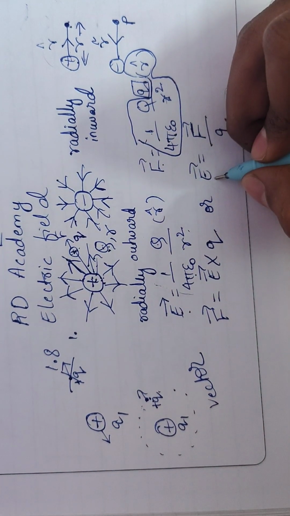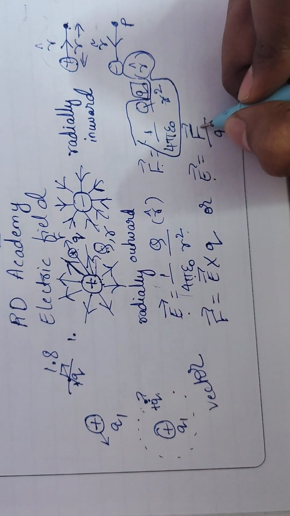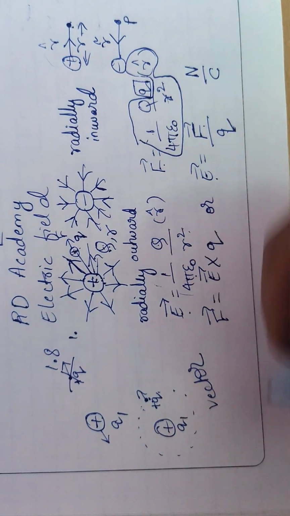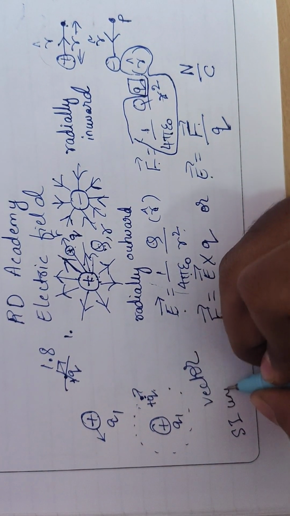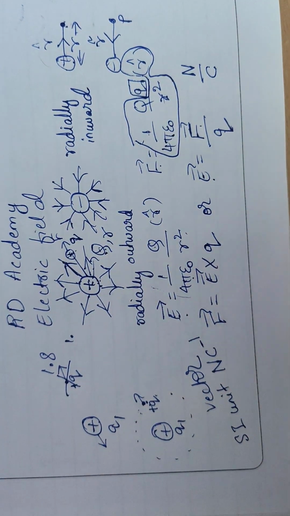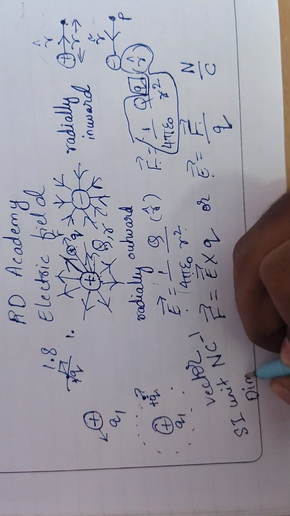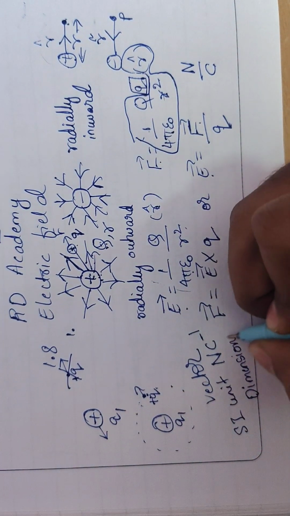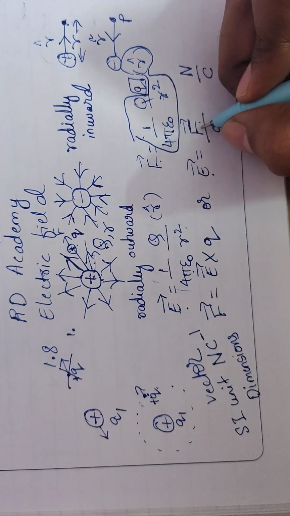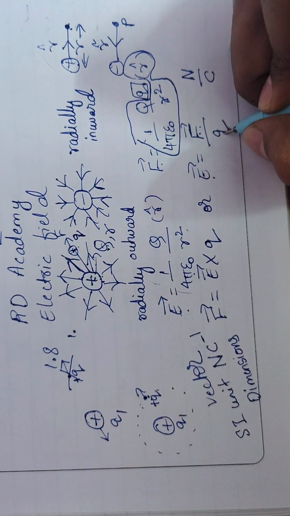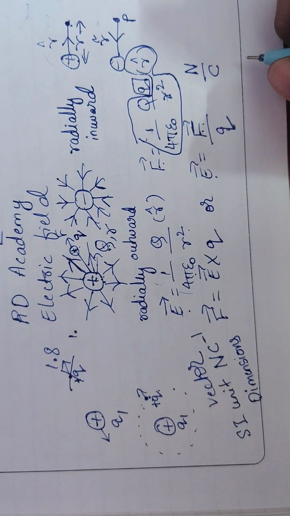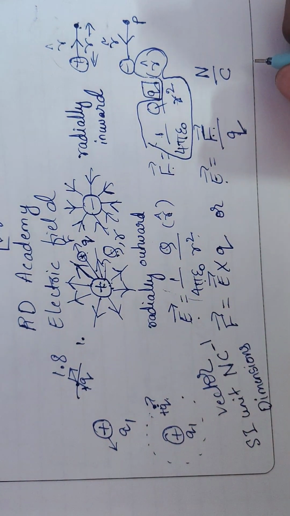Now can you tell me what is the SI unit of electric field? SI unit of force is Newton, SI unit of charge is Coulomb. So the SI unit of electric field is Newton per Coulomb. Now one homework for you: try to write the dimensional formula of the electric field. Just substitute the dimensions of force and the dimension of charge, and you will get the dimension of electric field. So try to solve that. I hope it's clear.